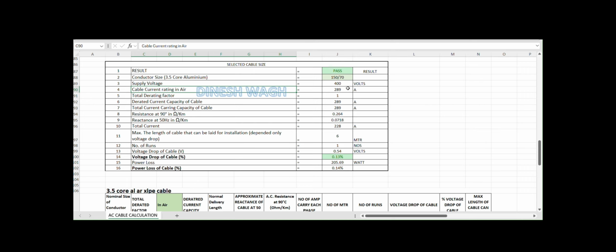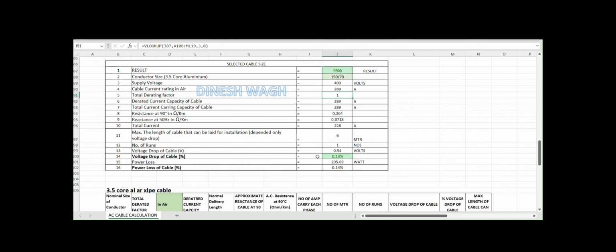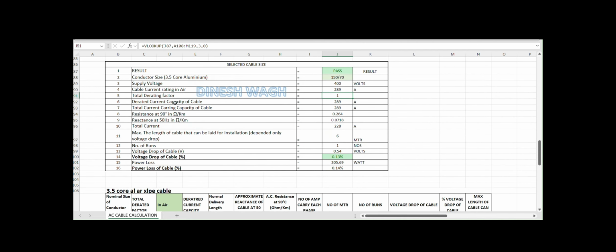Cable current rating in air means the actual cable current rating of 150 by 70 square mm, meaning 150 square mm cables, 289 ampere. Total derating factor here is 1, which is calculated as per the VLOOKUP formula, and these are the reference data used for this derating factor. Then the derated current capacity of cable is 289 ampere. Total current carrying capacity of cable is 289 ampere.